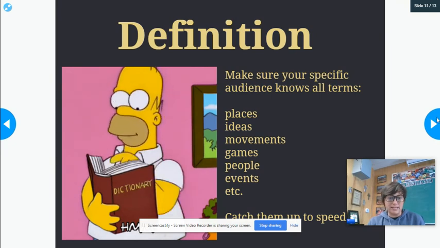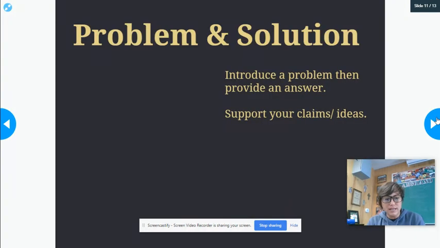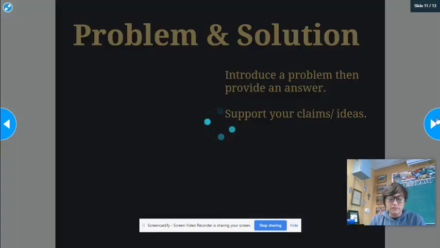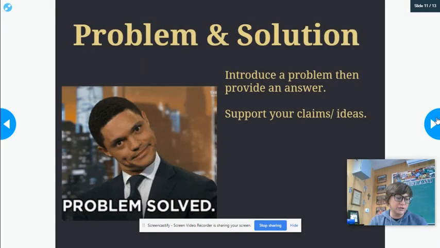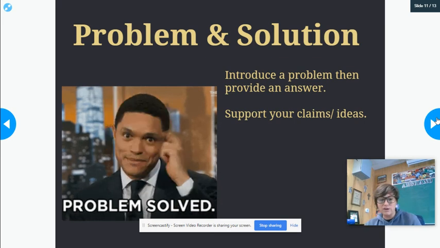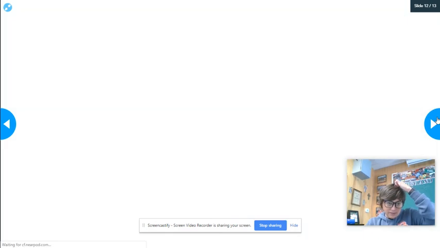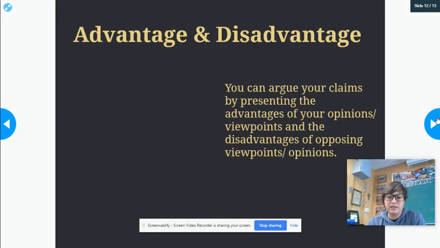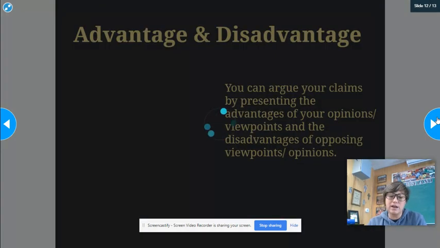The next one is now problem solution. In this pattern, you would introduce a problem and then provide an answer to that problem. It sounds pretty self-explanatory. And then finally, the last one is advantages and disadvantages. You can write in this pattern, you can argue your claims by presenting the advantages of your opinions and viewpoints, and then also presenting the disadvantages of opposing viewpoints or opinions.